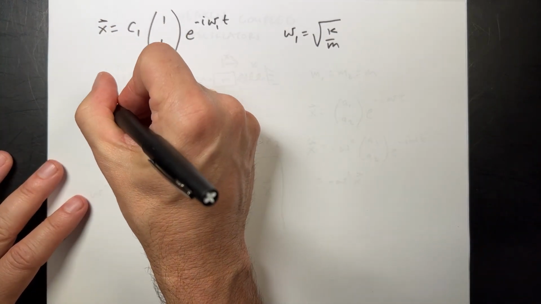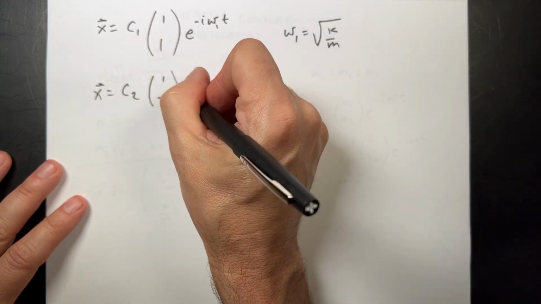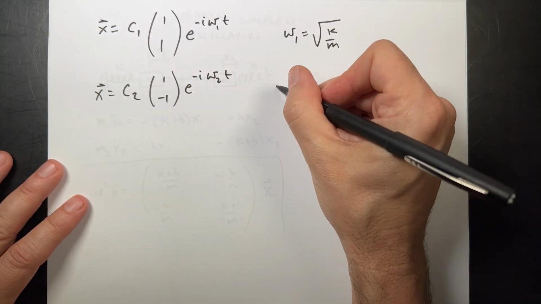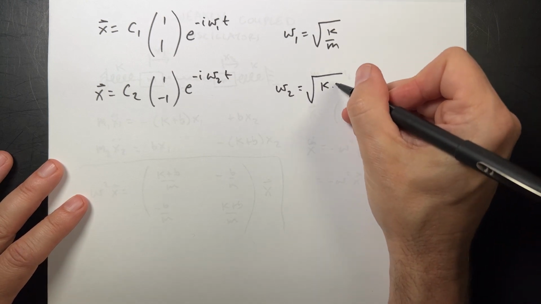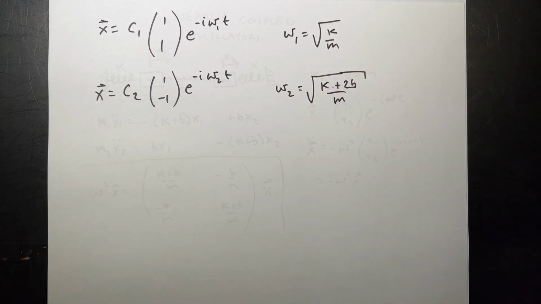The other solution we get is x equals some other constant c2 times 1, negative 1, e to the minus i omega 2 t, where omega 2 is equal to the square root of k plus 2b over m. And again, if you want to see how to get those, there's a couple ways to do it. It's not too terribly difficult. You don't even have to do it with the matrix. You can find these normal frequencies by just doing some creative adding. But that's what we have right there.